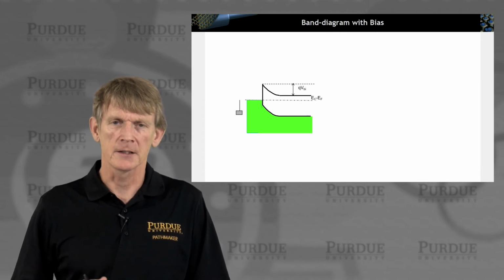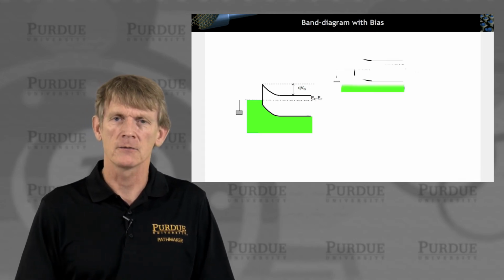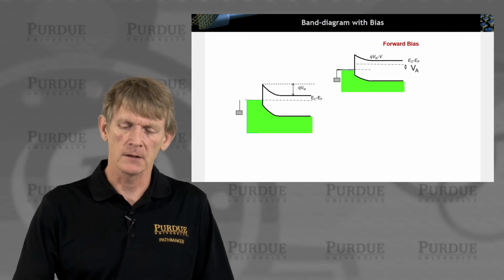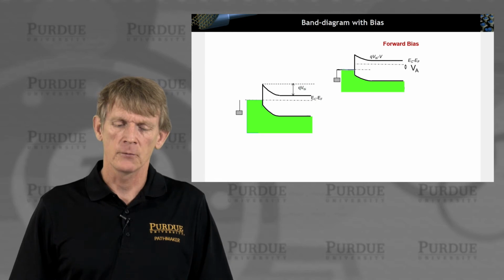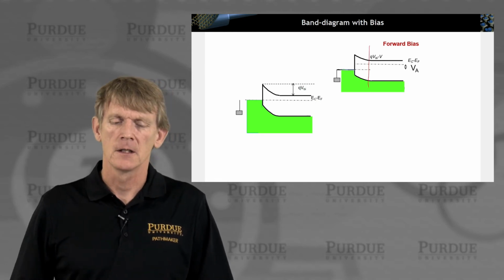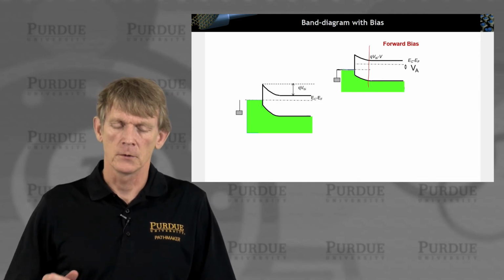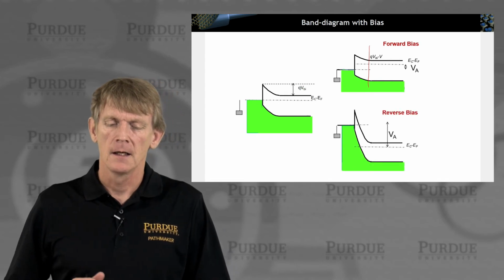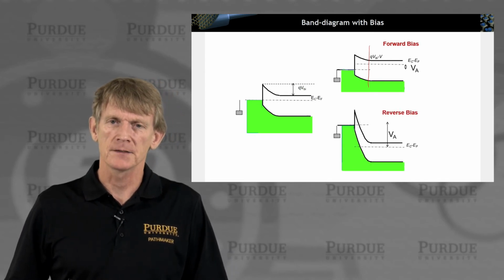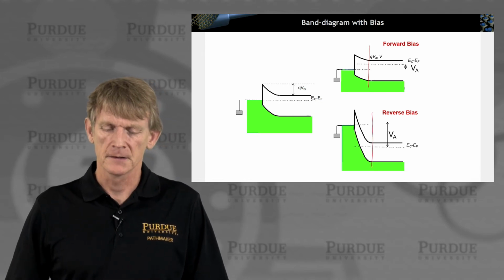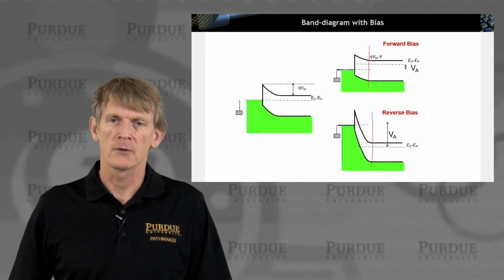In equilibrium, we had just drawn the band diagram like this. If we now apply a forward bias, we raise up the Fermi level on the electron side, and we're decreasing the depletion region next to the junction. And if we have a reverse bias, we increase the depletion region length quite a bit, and our band diagram looks like this.